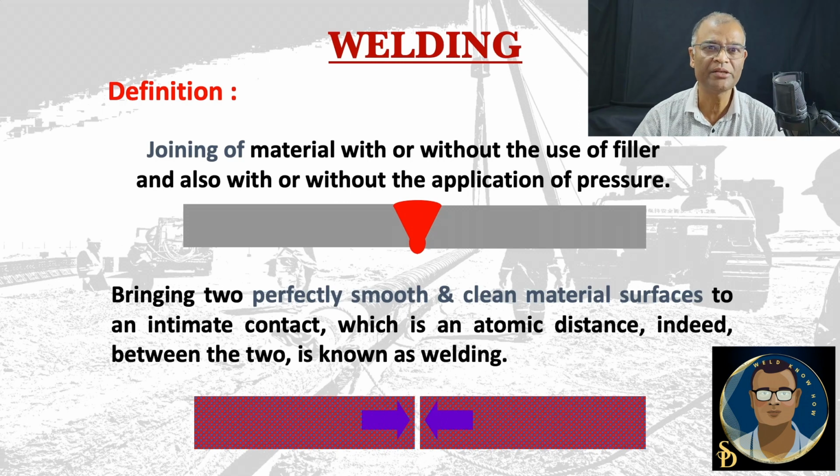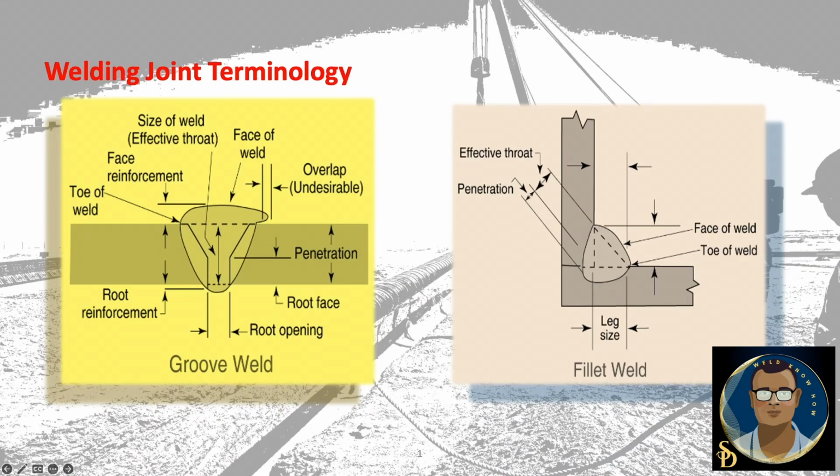Okay, now you can see in the presentation there is a very basic definition of welding. It is joining of material with or without the use of filler metal, and also with or without the application of pressure. Bringing two perfectly smooth and clean materials into intimate contact, at atomic distance between the two, is known as welding.